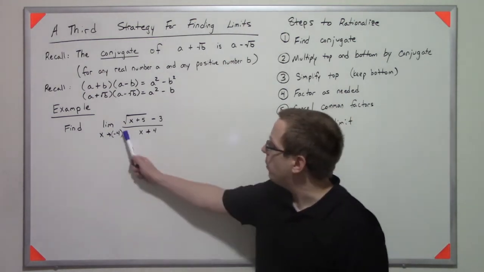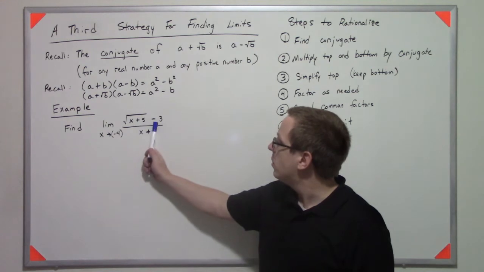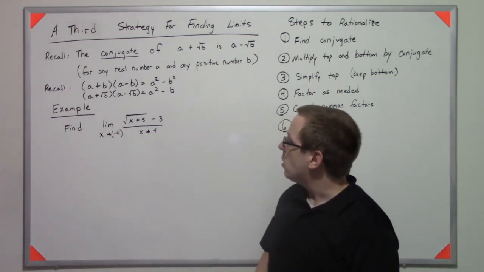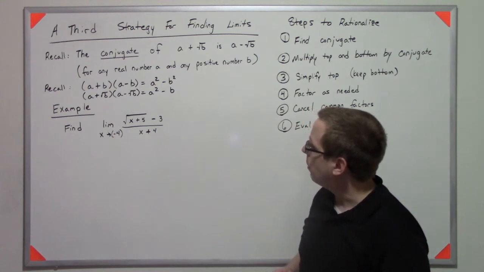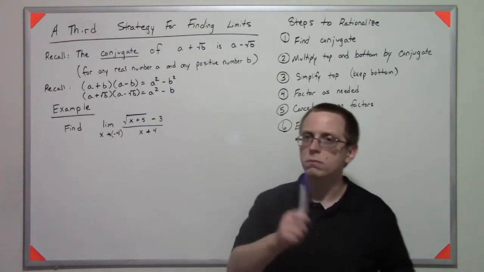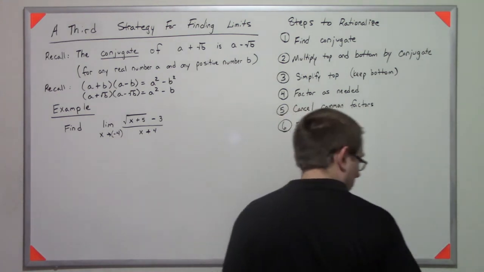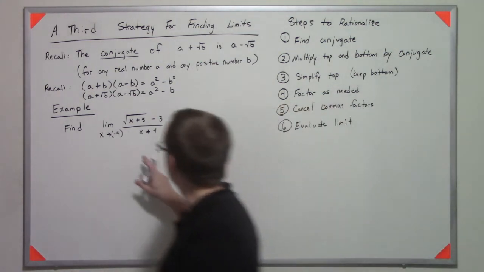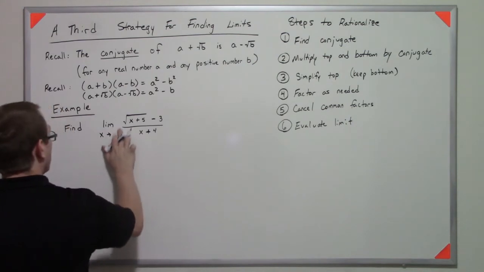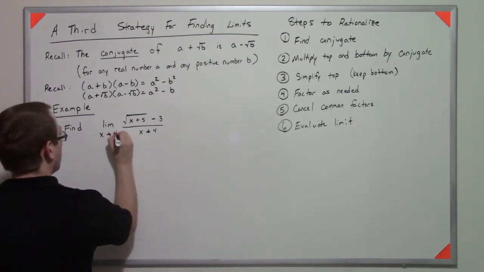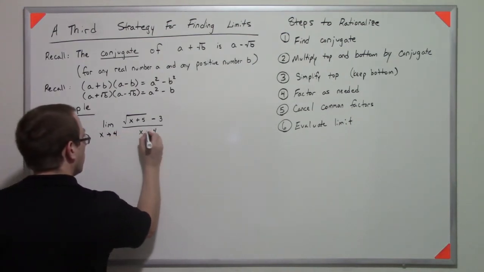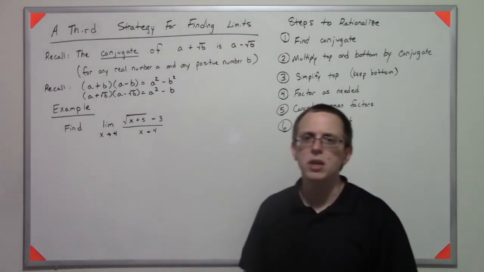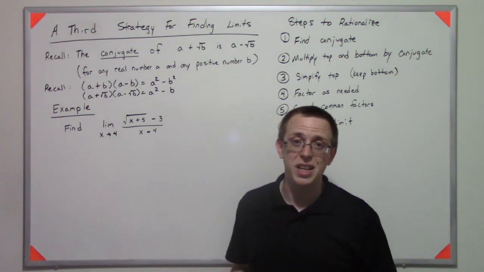We have a limit: the square root of x plus 5, minus 3, over x minus 4. To do that limit, one moment. That's not the limit that I meant to do. Those have to change. Why does that have to change? Well, if it doesn't, then we get a limit we don't need to use this technique on.